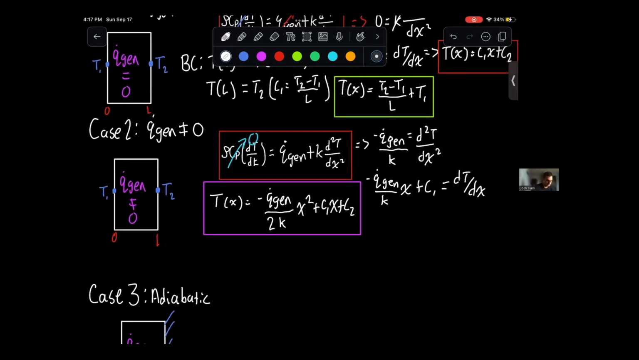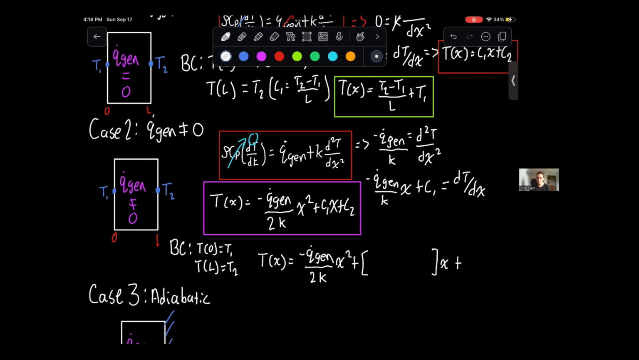Now let's talk boundary conditions. We're given T1 and we're given T2. Our T at 0 is equal to T1. Our T at L is equal to T2. We do some algebra and we find out that T of x is going to be equal to negative Q gen over 2K times x squared, plus something times x, plus, this is the easy one, T at 0 is equal to T1. When we plug in 0, everything goes away except for C2. So C2 is T1.